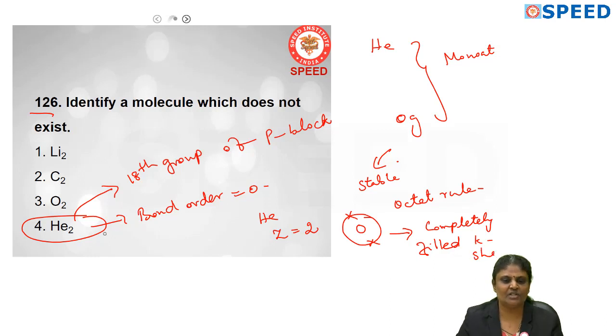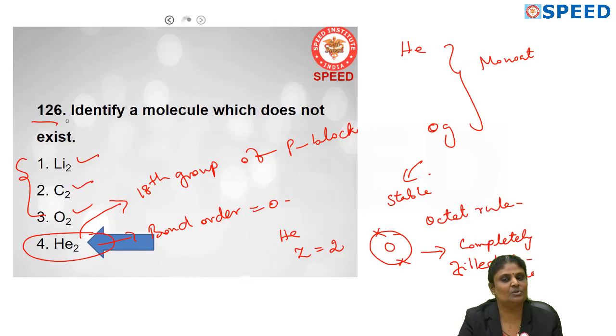Completely filled K shell. So this cannot form. Okay, so this does not exist. So again, Li2, C2 and O2, these three things are possible, and this is not possible because the bond order is 0. Okay, so this is a very easy question.